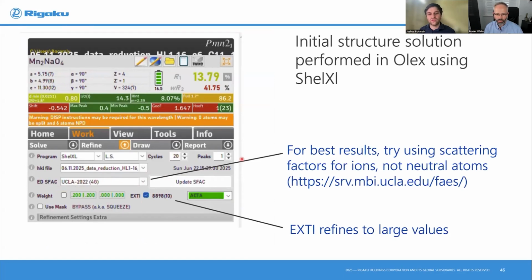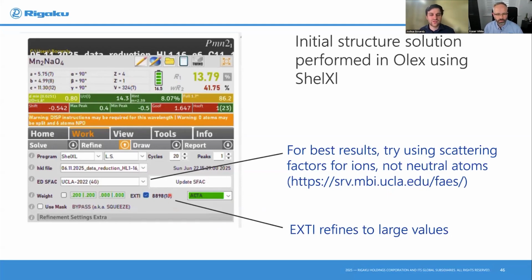But also, if you go to this website, there's a really nice database of the factors that you can find. And it includes not just the factors for neutral atoms, but also for ions. Ions interact very strongly with electrons in different ways, whether they're positive or negative, and so it can change. And so I like to use the scattering factors for the ions rather than the neutral atoms. And you can find those here. And then with one of these buttons, you can manually add them in.